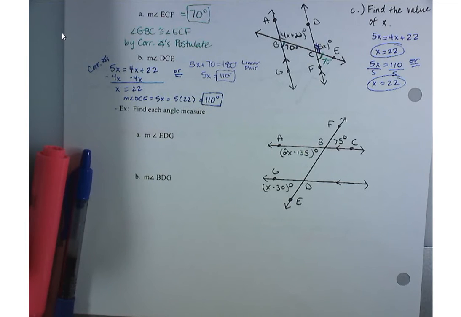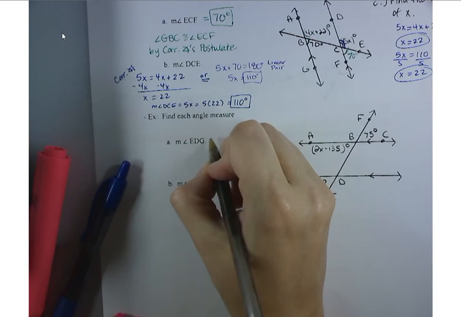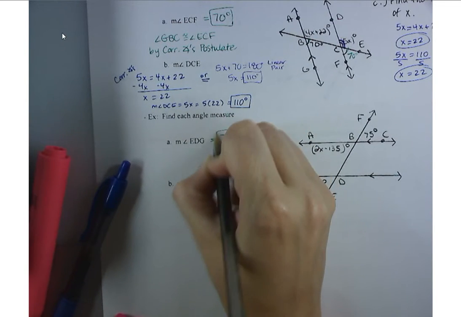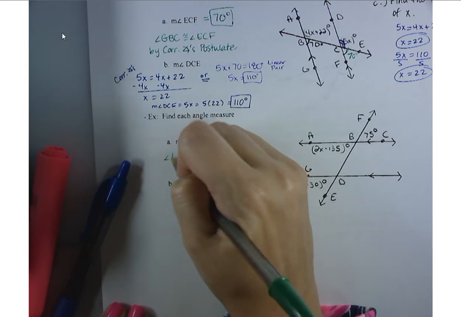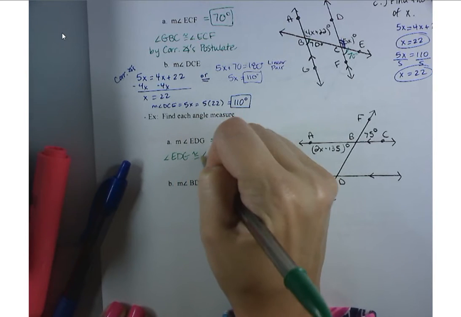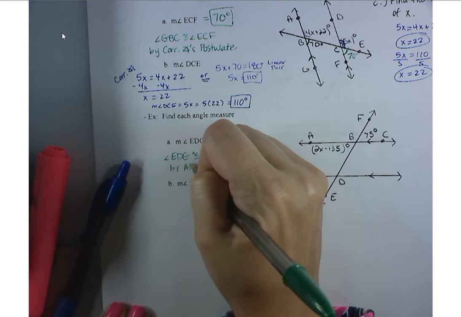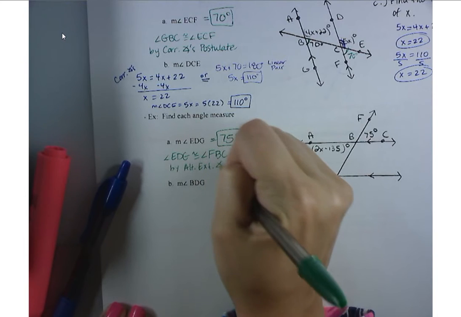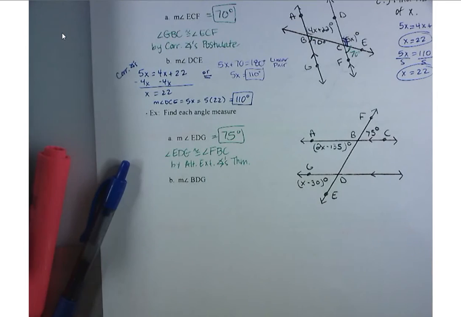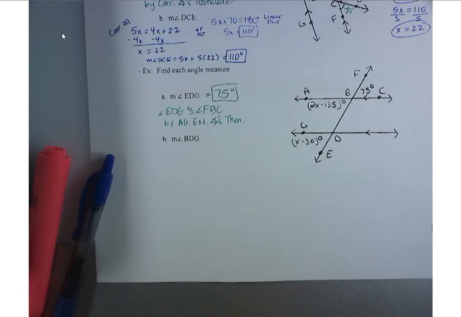Alright, so Tina, what'd you do for the first one? I did the alternate exterior angles. Perfect, and what did you get? 75. Okay, so this is going to be 75 degrees, and then we can say angle EDG is congruent to FBC by the alternate exterior angles theorem. Okay, please write that down, that is why. Because like I said, we are going to get into proofs about these.